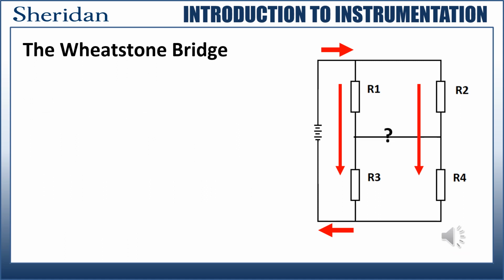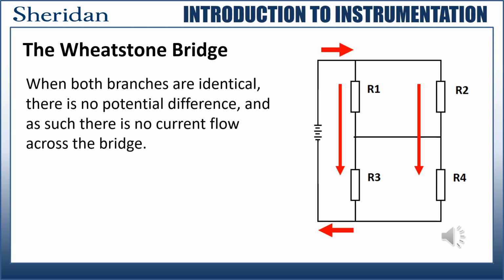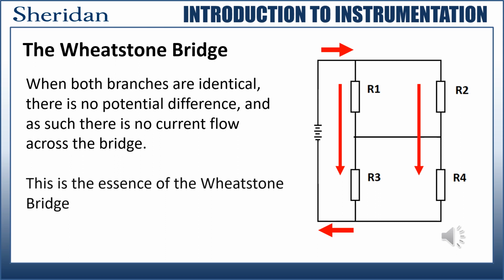As an electrician or apprentice, you have likely seen the result of a dead short, so this notion of zero change seems counterintuitive at best. But remember one key factor in electricity. You must have a difference of potential in order for a voltage to be motivated to flow in a current. When both branches are identical, there is no potential difference, and as such, there is no current flow across the bridge. This is the fundamental essence of the Wheatstone bridge.